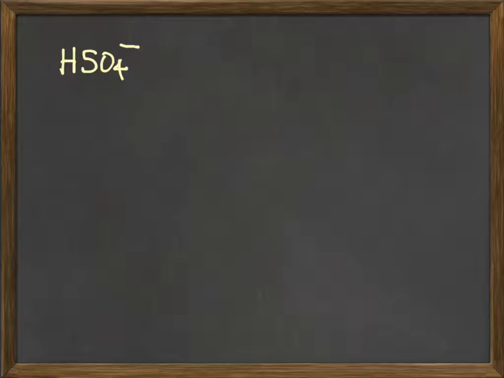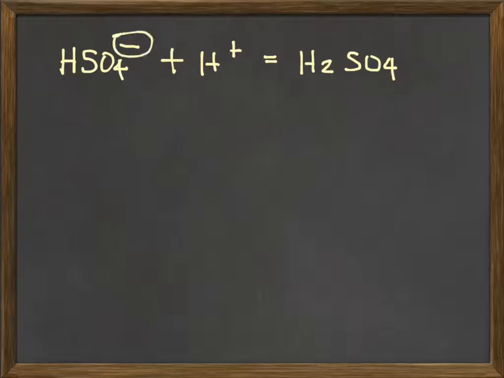The acid has the hydrogen, the base doesn't. So to find the conjugate acid, we're going to add H plus and see what we get. So adding H plus, that gives us H2. The SO4 stays the same. And then the charges, we're going to add these exponents, the charges. +1 minus 1 adds up to 0. We're not going to write the 0.